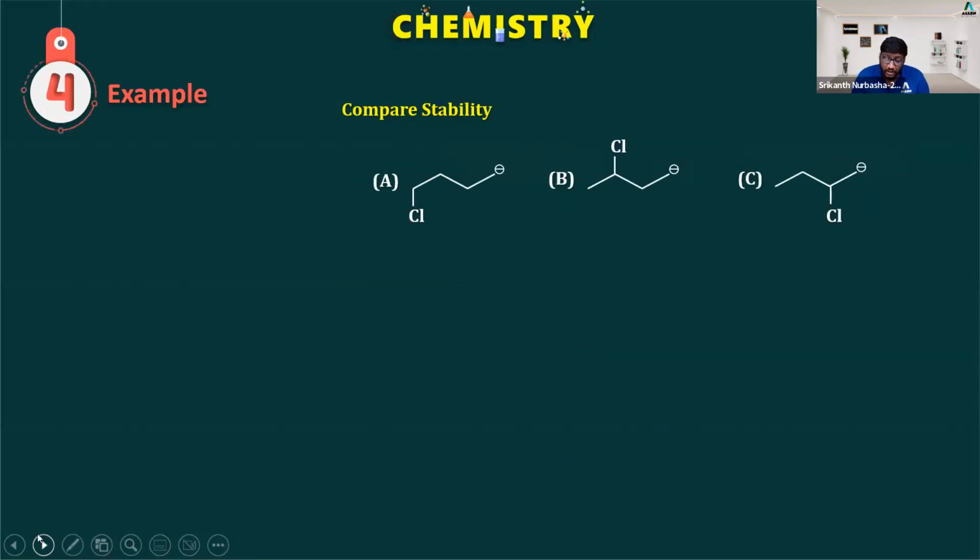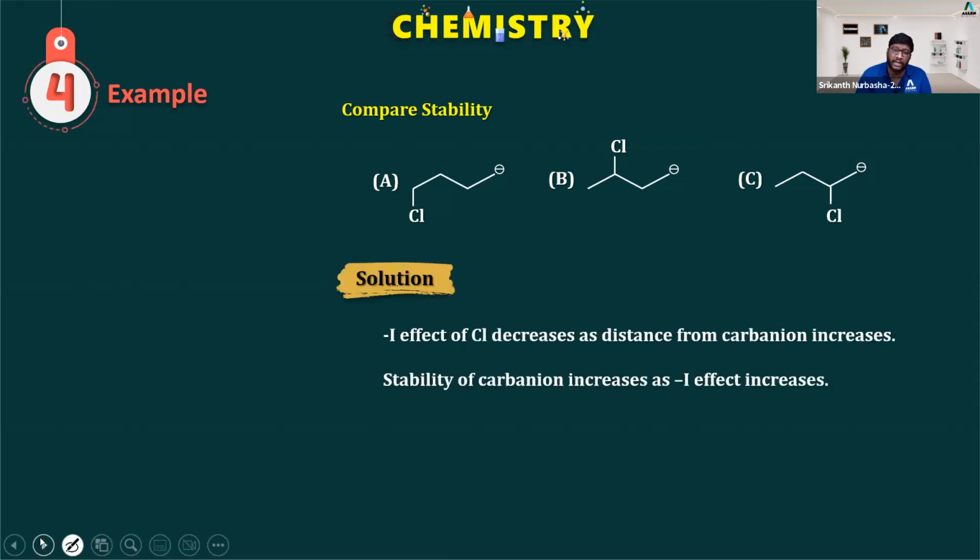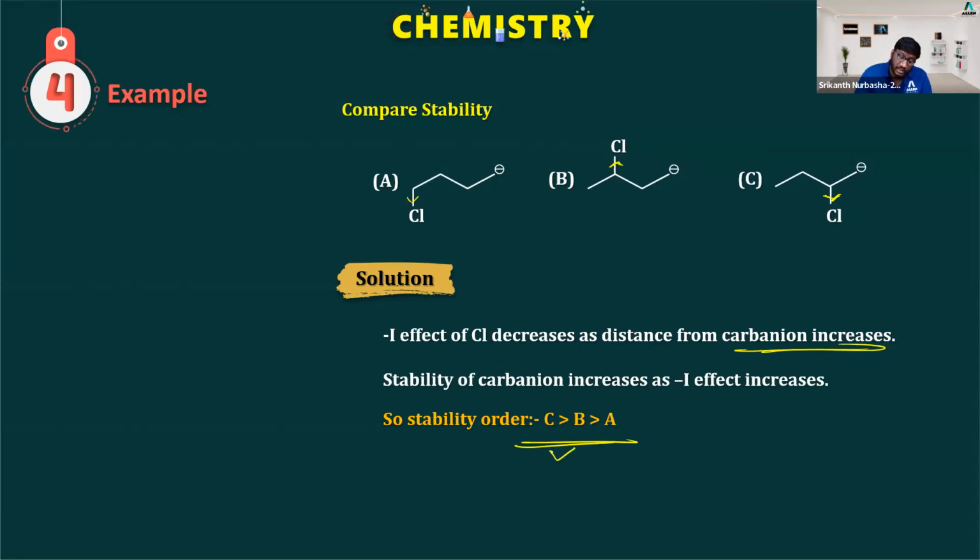Compare stability here. CH2 minus CH2 CH2Cl, CH2 minus CH2 CHCl CH3, CH2 minus CCl CH2 CH3. The distance is changing, everything else is the same here. The type of group is the same, the carbanions are the same. Just the distance is changing. So with respect to distance, the inductive effect is more dominant when the distance is less. So the minus I effect of chlorine decreases as the distance from the carbanion increases. So in C we have more electron withdrawing tendency, then B, and then A because the distance is high. C, B, A will be the right order.